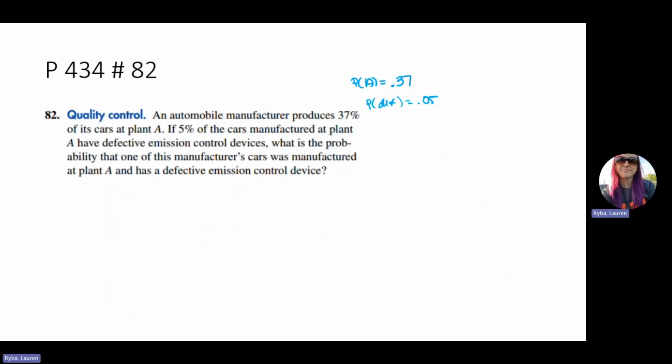This one wants us to find the probability that it was produced at A and is defective. I totally misspelled defective. And implies multiplication. So probability of A times the probability of B. I'm going to take the 0.37 times the 0.05, and I will get 0.0185.